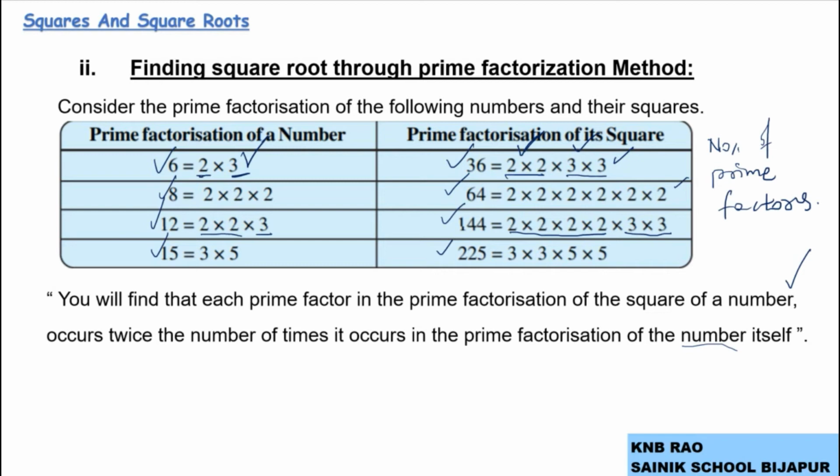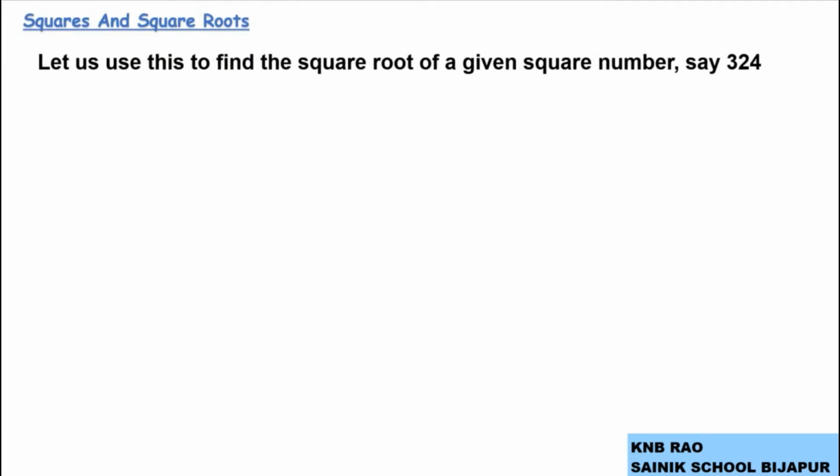Students, you might have noted it down now. Now we will go to the next concept of finding the square root of a number by considering some examples. Let us find the square root of the number 324, which is a perfect square. If you want to find its prime factorization, you have learned the method of doing it.